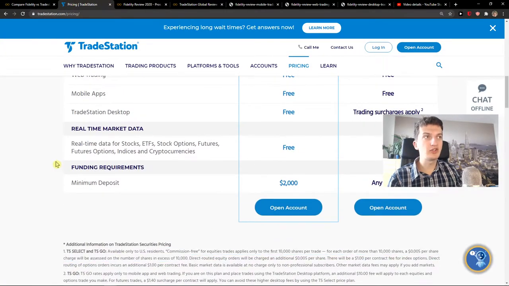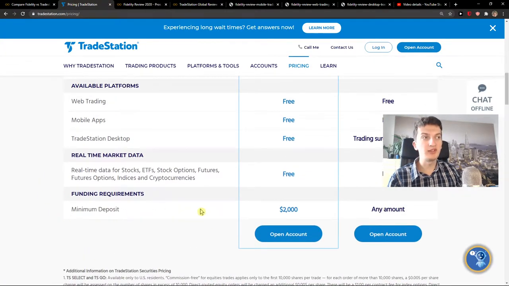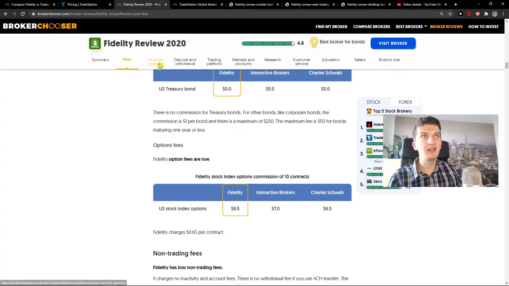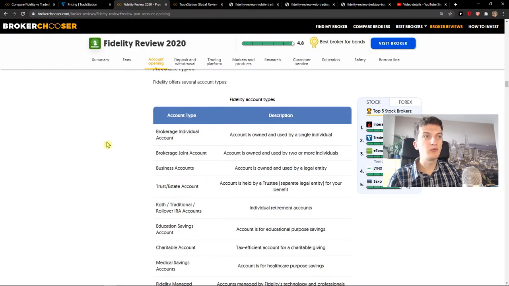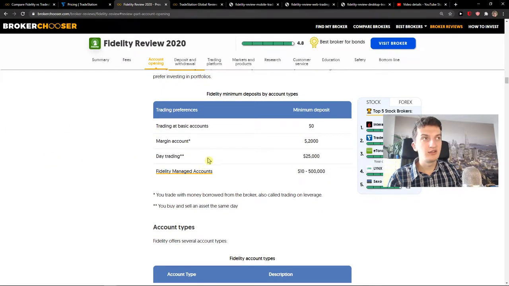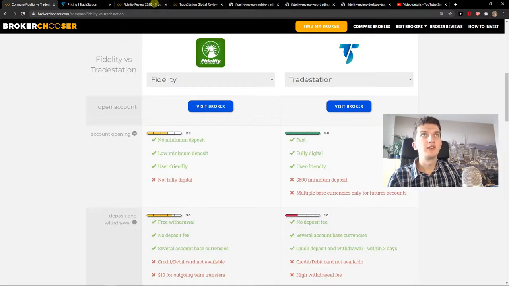Now, also in TradeStation, if you'd like to open the account, the minimum deposit is $2,000 on TS Select. But in Fidelity, you have multiple options. Let me show you. On minimum deposits by account type, if you have a basic account, that's zero. Margin account, 2,000, day trading 25,000, and then you have the managed accounts, which are more.